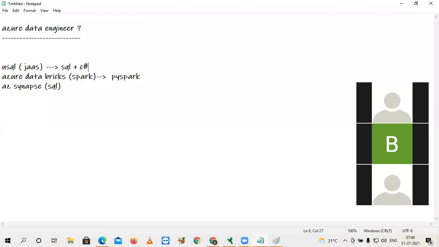Sir, one doubt here. Yeah, please. Azure Databricks uses PySpark. Yes. But is the processing going to use PySpark or MapReduce? No, pure PySpark. MapReduce is outdated. But sir, in Synapse we can use Spark notebooks as well, right?